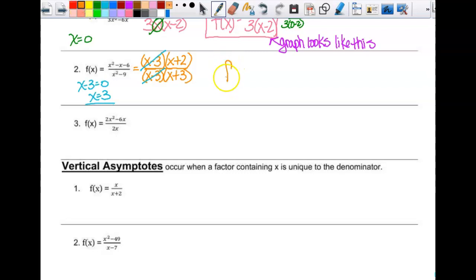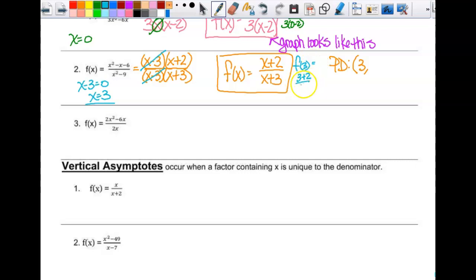So that means that my reduced function is x plus 2 over x plus 3. My point discontinuity has an x value of 3. And then to find the y value, I have to find f of 3 from my reduced one. If I do it from my original one, then I'm going to get 0 over 0, which is undefined. So you have to use the reduced one. So that's going to give me 3 plus 2 over 3 plus 3. So my y value is 5 sixths. There's my hole.